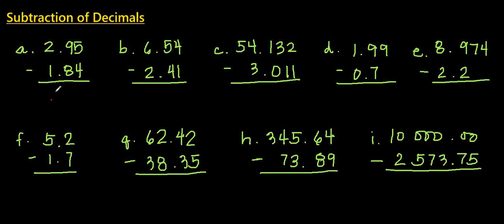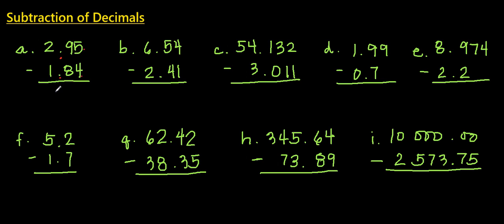For today's video, we're going to learn about subtraction of decimals. Just like addition of decimals, the number one rule is to align the decimal point. Okay, here are the examples with which we're going to answer so we can enhance our skills about subtraction of decimals. Okay, so the first example is 2.95 minus 1.84.